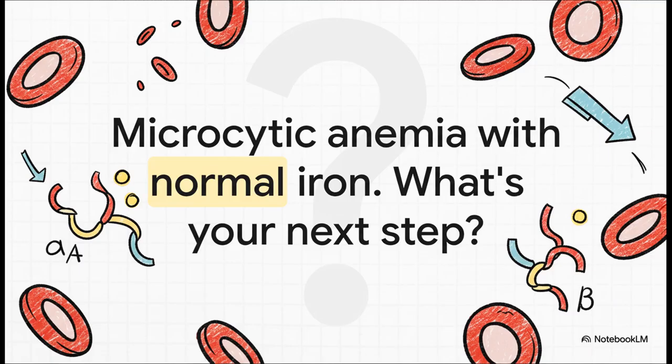Okay, so picture this. It's a classic clinical question. You've got a patient, they have microcytic anemia, small red blood cells. You do the logical first step, you check their iron, and it's totally normal. So what's jumping to the top of your differential diagnosis list now? Yep, this is the exact setup that should make you think thalassemia.